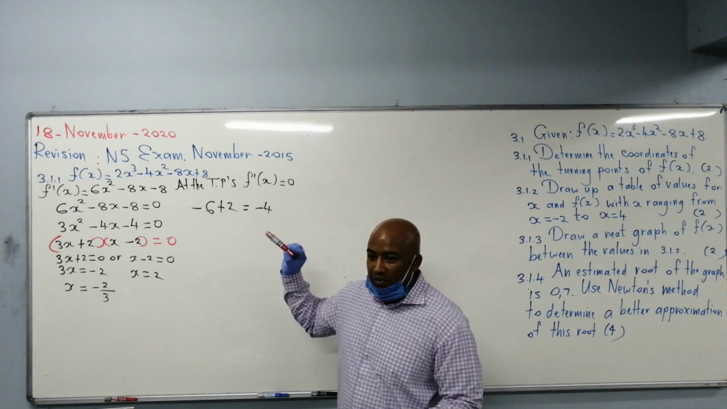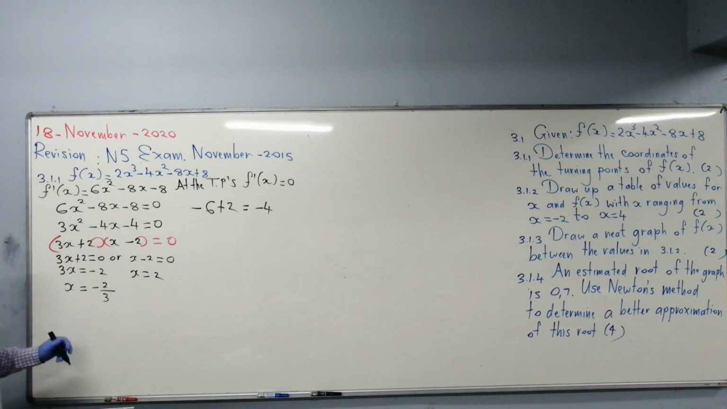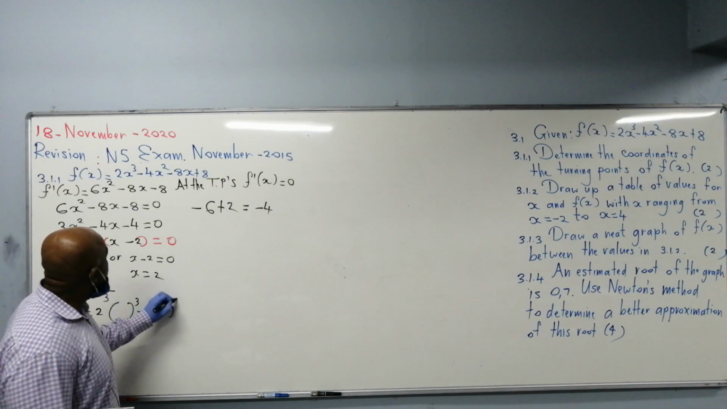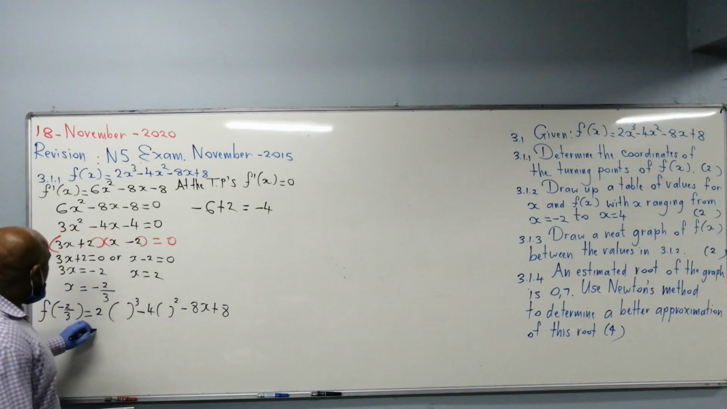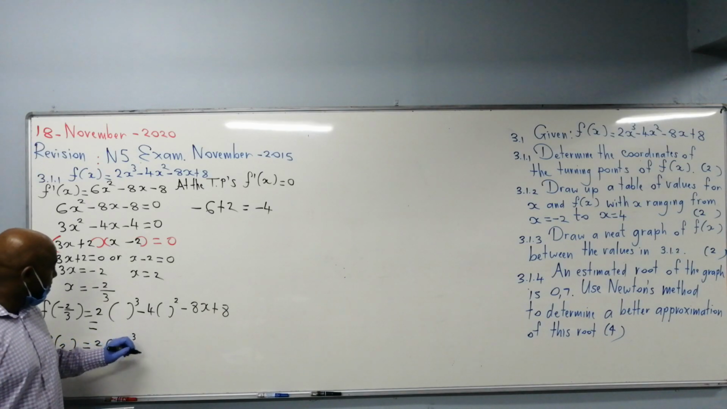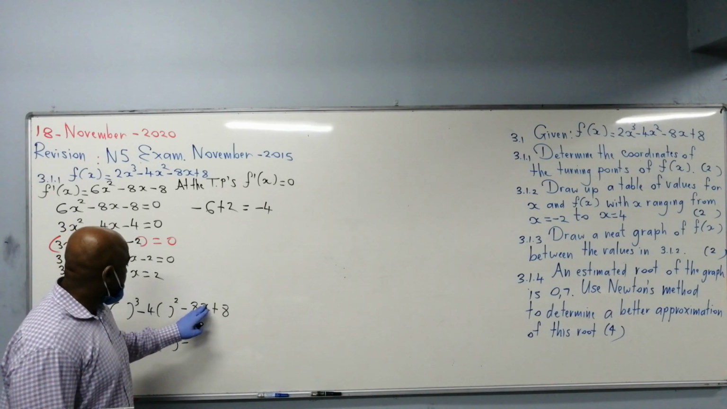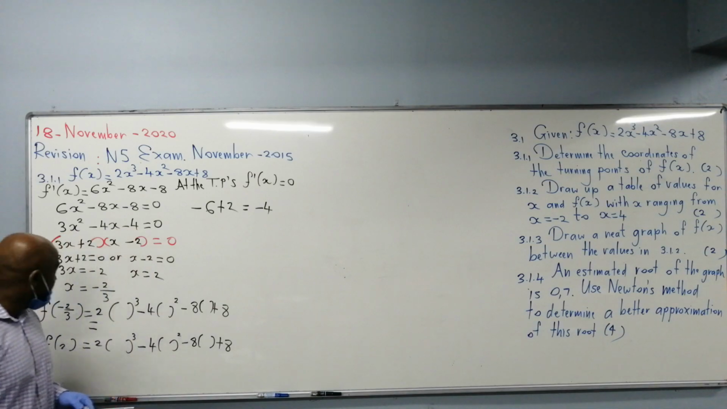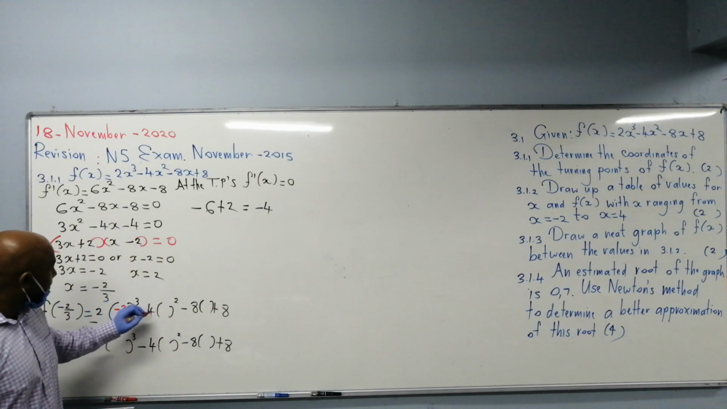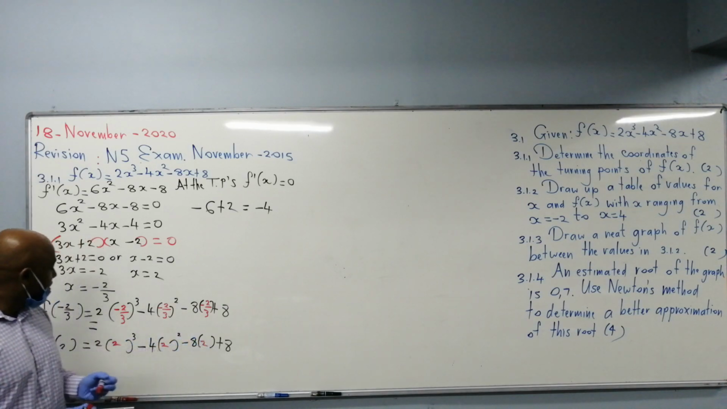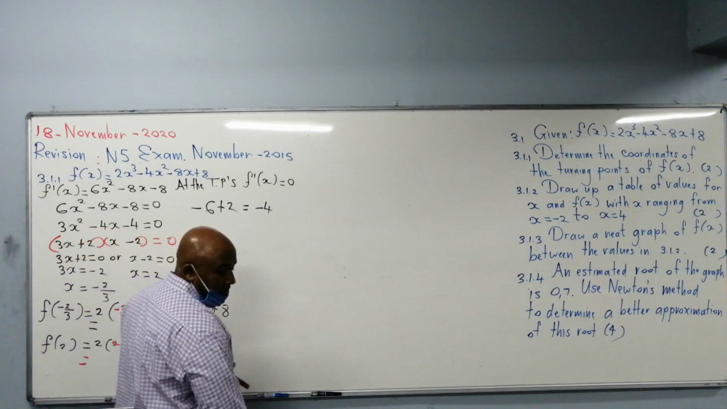We need to find the corresponding y values. When x is equal to minus 2 over 3, what is y? So we're going to go f of minus 2 over 3, and we substitute into the original equation. So that's 2x cubed minus 4x squared minus 8x plus 8. We will get an answer. And then we will do the same for x is equal to 2. Right, so the first time we are substituting negative 2 over 3. That's minus 2 over 3. And the second time we are substituting just 2. So let's see, what do we get?